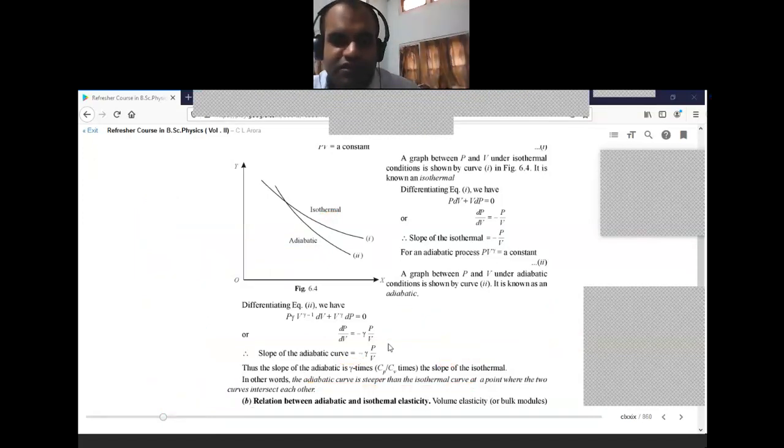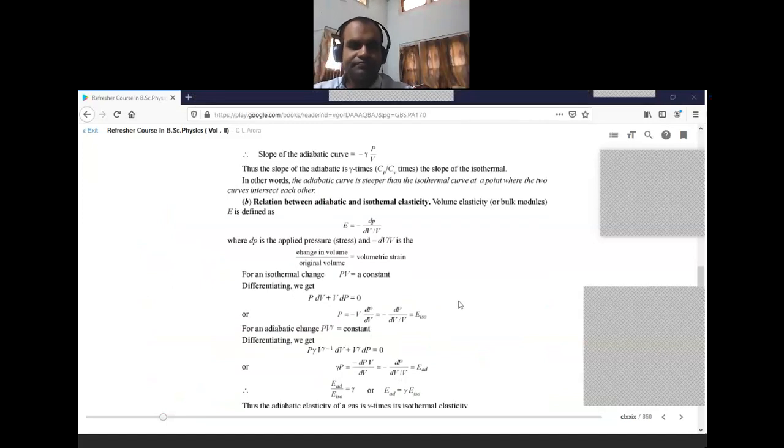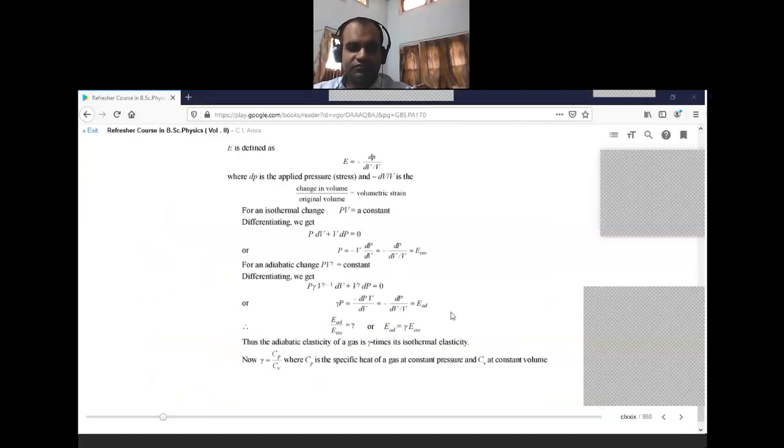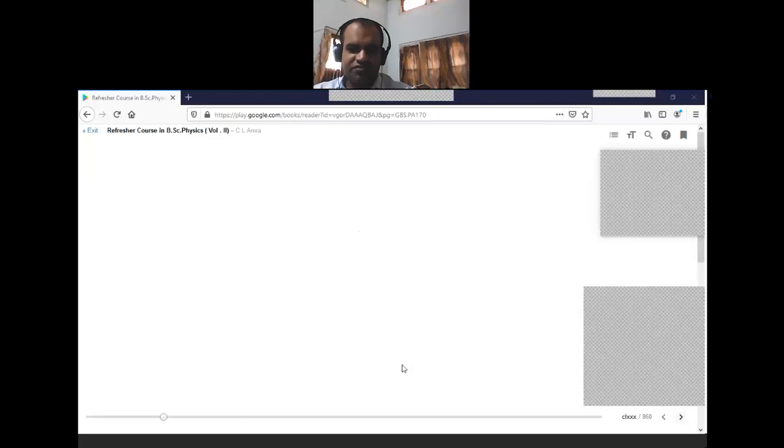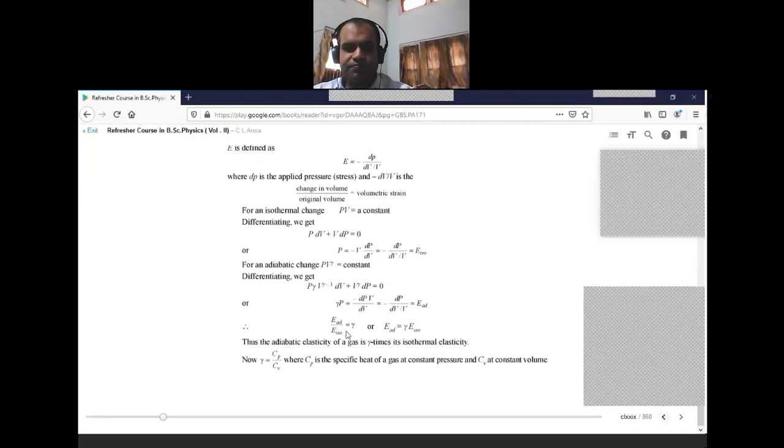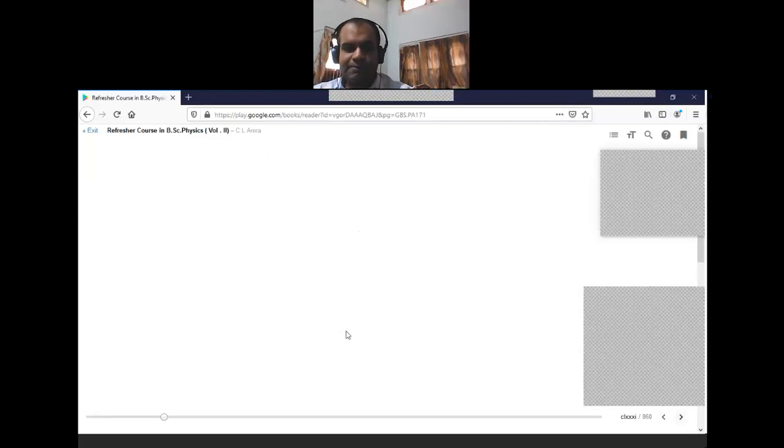But anyway, derivation is not required for our course. I am going to the result directly. This E adiabatic is equal to gamma multiplied by E isothermal, where gamma is nothing but Cp over Cv. Cp is the specific heat at constant pressure, and Cv is the specific heat at constant volume.